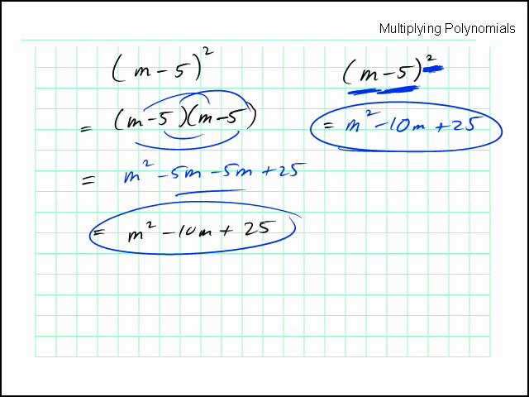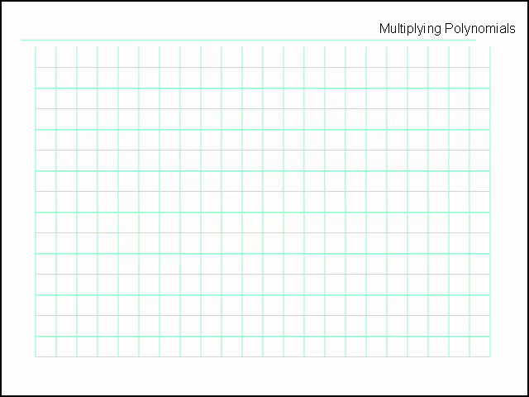All right, let's try another. So what would this be here? Let's say we've got 2x, and we have to multiply that by 5x minus 1 quantity squared. We've got to multiply that out. What are we going to get?